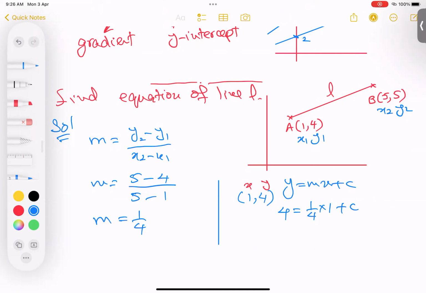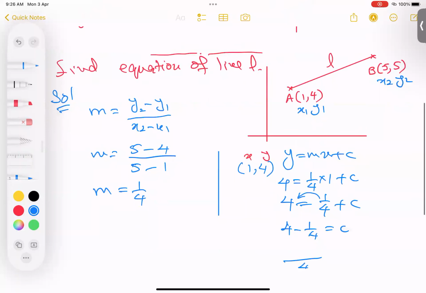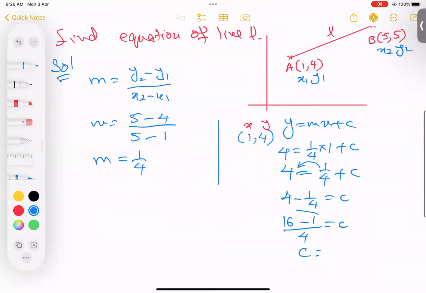Now I will solve for C. So 4 equals 1 over 4 plus C. This will go there, and subtract: 4 minus 1 over 4 equals C. Now LCM is 4. This one, 4 ones, copy. But here there is no denominator, so 4 fours are 16. And C becomes what? 15 over 4. Now the final answer, writing here.